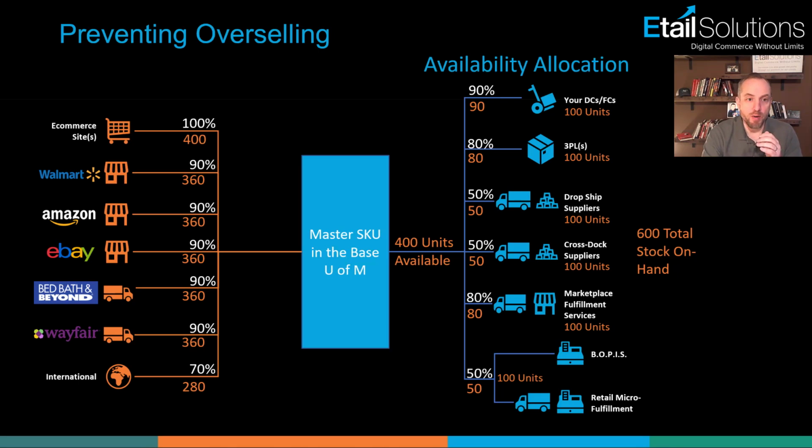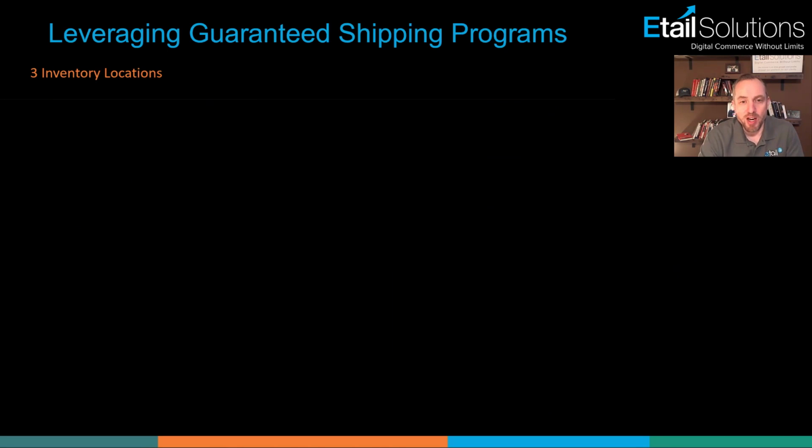Okay, so again, we're looking at availability allocation, or inventory allocation, as it were, from the individual sources, and then publishing allocation as it relates to how we push that out to the channels. So that's one way to mitigate your risk. Now, the second component that I wanted to talk about today is how we leverage these guaranteed shipping programs. We've already talked about how substantial that can be.